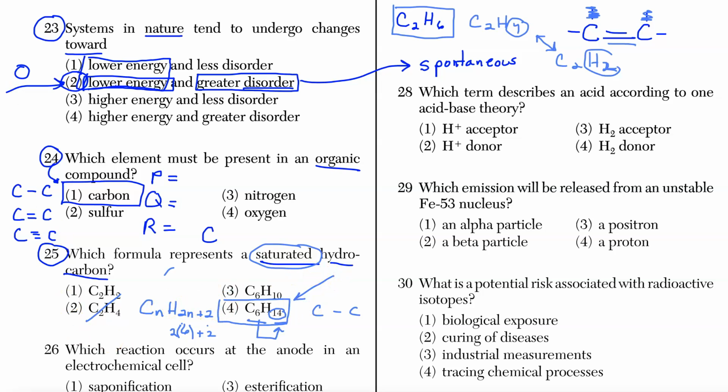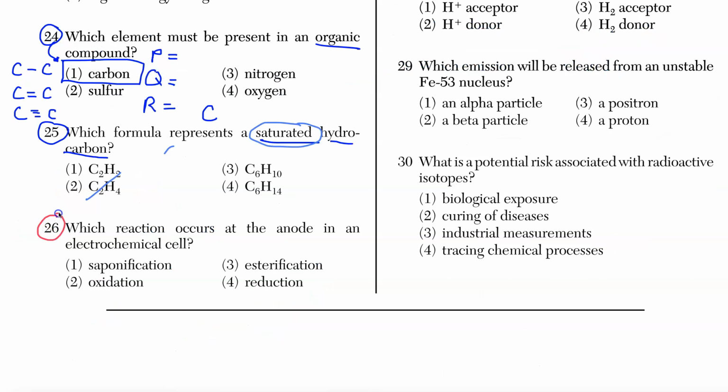On to number 26. Number 26, which reaction occurs at the anode in an electrochemical cell? Okay, so we're dealing in a redox area, and it's really important to know where you are on the test. Since if you notice, we're in the high 20s, and we're finishing the first section at 30. And so we start from atomic structure, periodic table, bonding, some mathematics and chemistry, solubility, and now we're getting to redox, acid to base, and eventually nuclear. So know where you are. We're in the redox area.